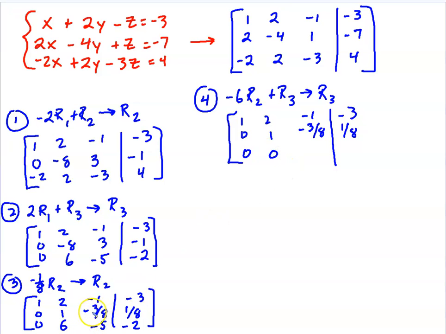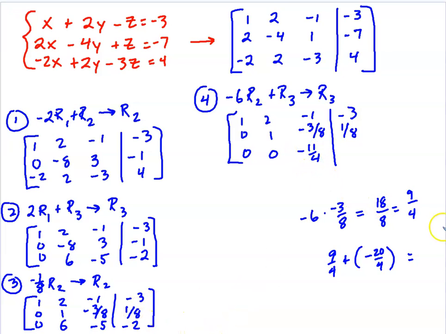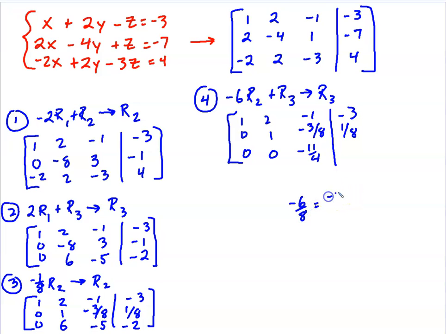And now we have to deal with fractions. So -6 times -3/8, that is 18/8, which we could reduce into 9/4. All right, so we're going to be adding 9/4, so we might as well go ahead and change -5 into fourths. 9/4 plus -20/4 is -11/4. Okay, so you can see where that came from. And finally, we're going to do -6 times 1/8. That's -6/8, which of course is -3/4. And we're adding that to -2, which is -8/4. And we get -11/4.